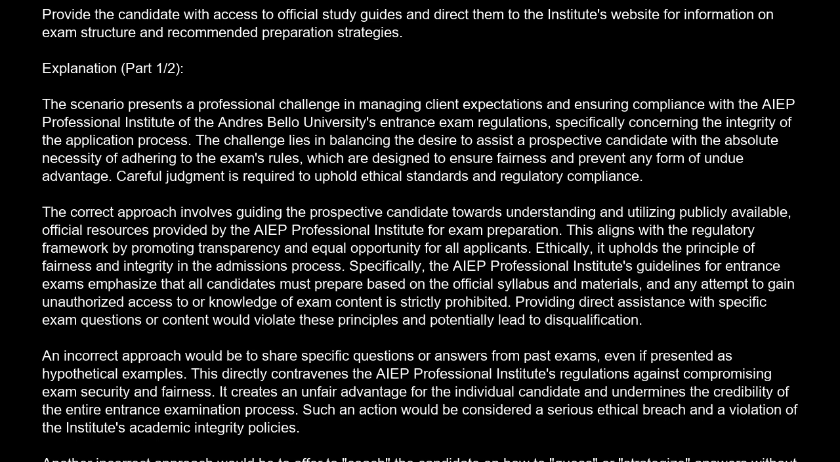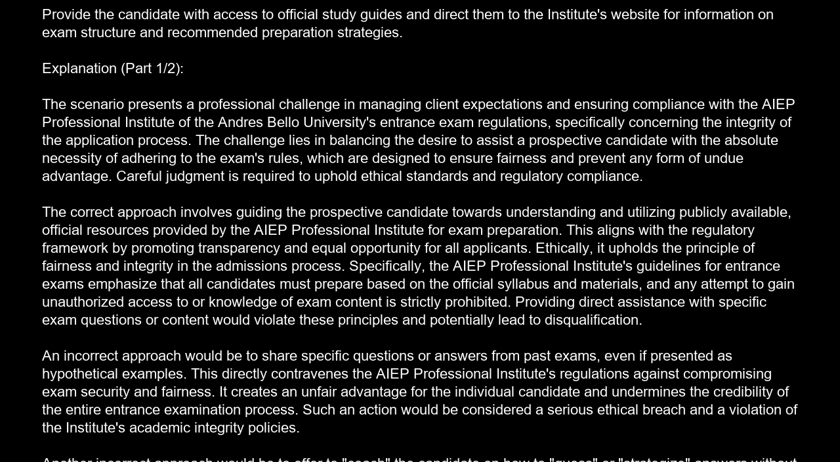The challenge lies in balancing the desire to assist a prospective candidate with the absolute necessity of adhering to the exam's rules, which are designed to ensure fairness and prevent any form of undue advantage. Careful judgment is required to uphold ethical standards and regulatory compliance. The correct approach involves guiding the prospective candidate towards understanding and utilizing publicly available, official resources provided by the AIEP Professional Institute for exam preparation.